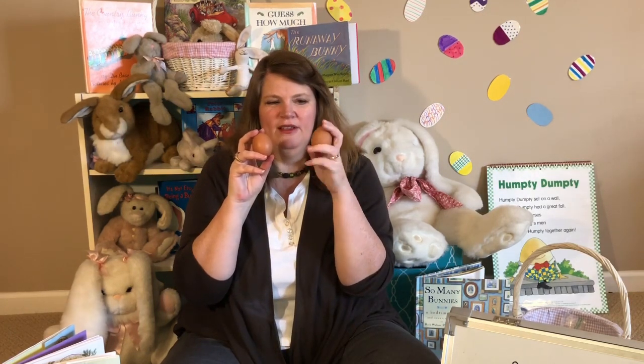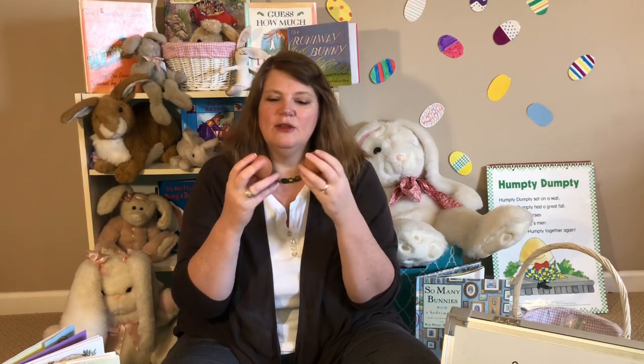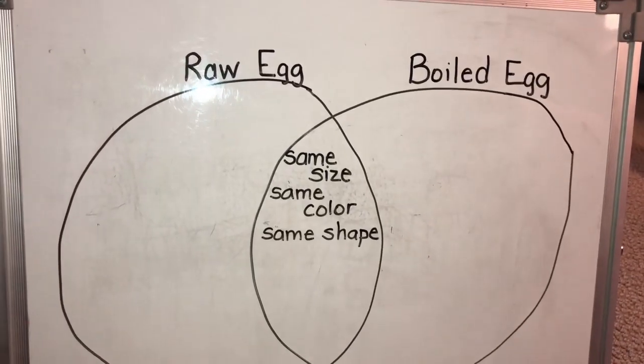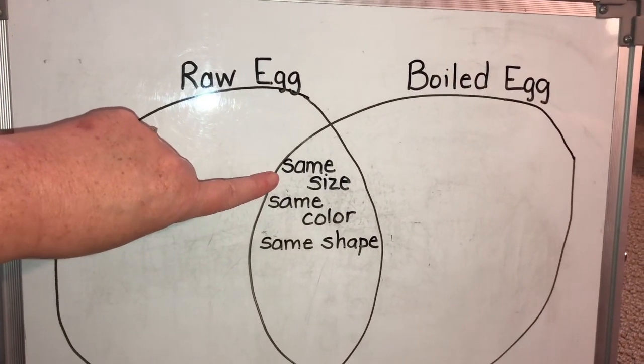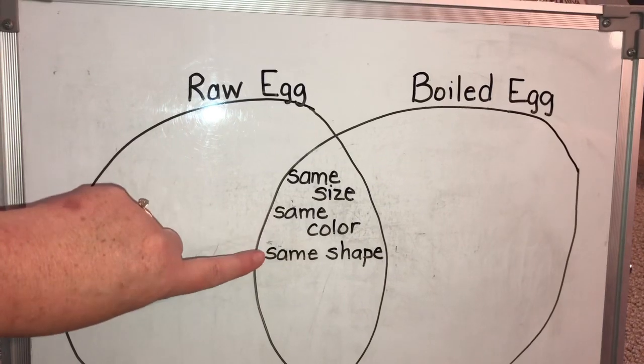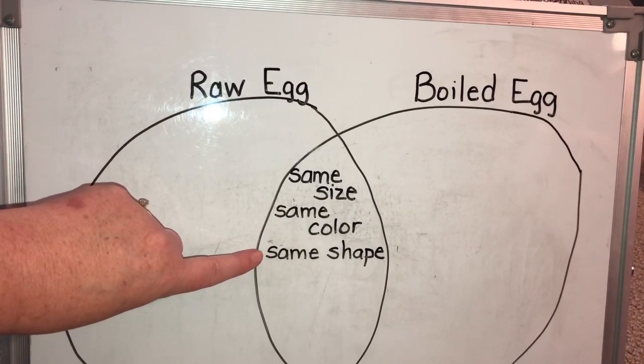Now, I have another egg, just like Humpty Dumpty was, that I just took out of the refrigerator. And another egg that's warm because I just boiled it. So I have a boiled egg and a raw egg. Let's see, how are they the same and how are they different? And we'll use our Venn diagram to find that. So let's use our sight first. Look at the two eggs. How do they look the same? The two eggs are the same size, the same color, and the same shape.